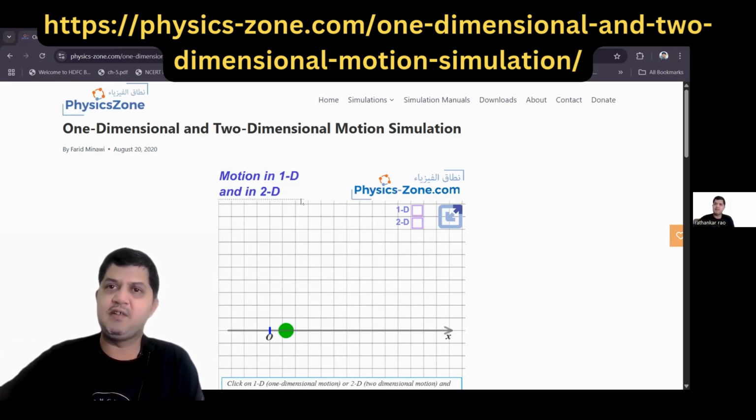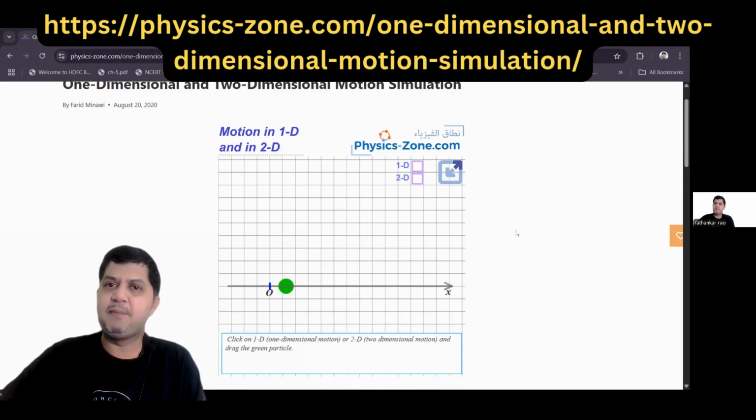Now let me show you. This is one of the biggest confusions which many students have. Until they understand the differences between one and two dimensions, it will be very difficult for them to do anything on projectile motion. So first, it is better that we do this one initially. Now let me click on 1D here. This is the URL. I'll just put the URL in the description of the video.